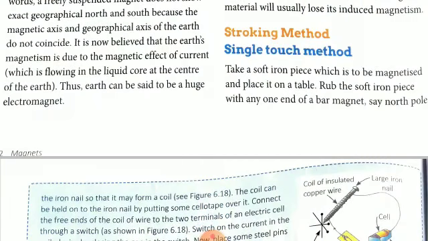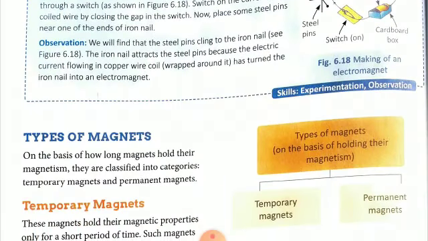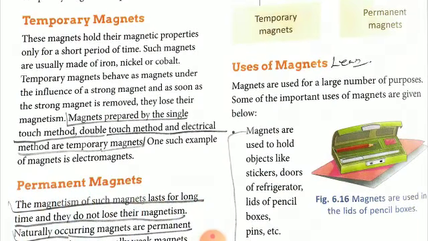Rub the soft iron piece with any one end of a bar magnet, say the north pole, along the length of the iron piece. Repeat this step many times without changing the pole and direction of rubbing. The soft iron gets magnetized into a magnet. The soft iron changes into a magnet. Now we will come to types of magnets.